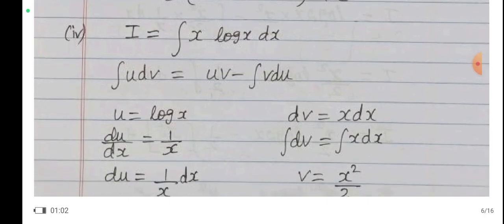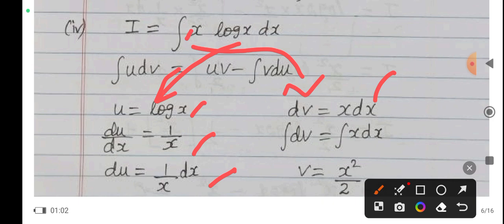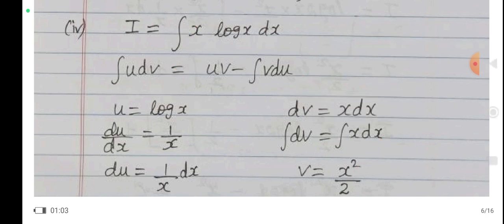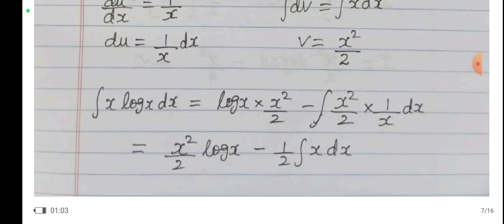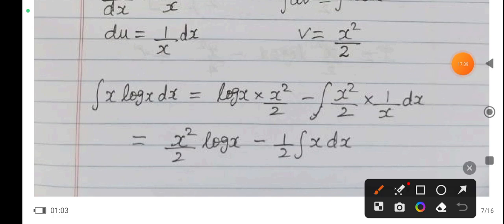Okay, going for fourth subdivision, integral x log x dx. u is log x. Differentiation of log x, du by dx is 1 by x, so du equal to 1 by x dx. Integral dv equal to x dx. So you know, children, log x comes now, so you will take it as u and dv is x dx. I hope you know LAE: logarithmic, algebraic, exponential. So x integration is x square by 2. Clear? Check.